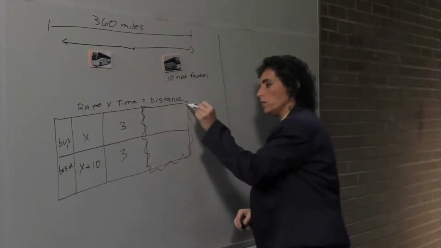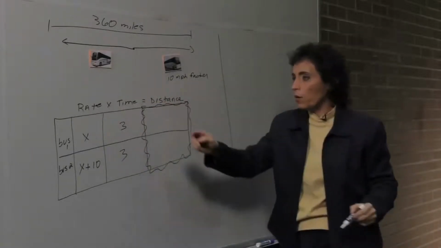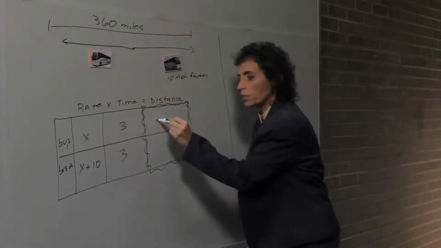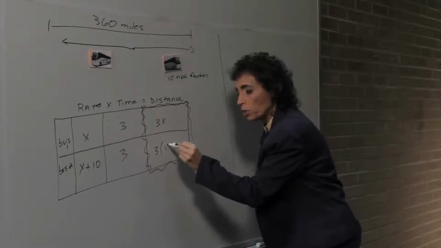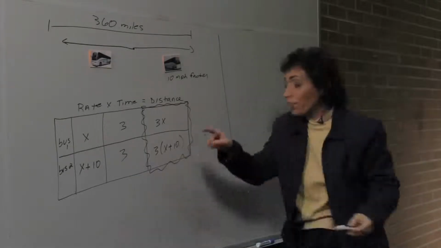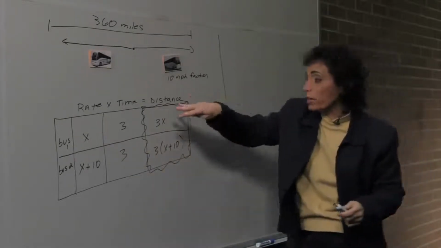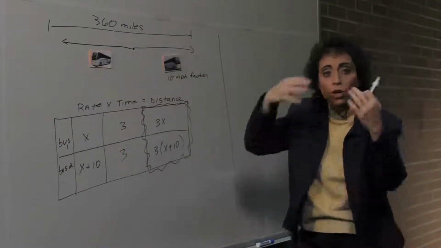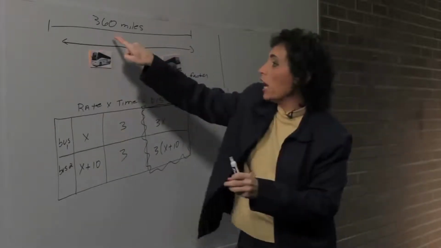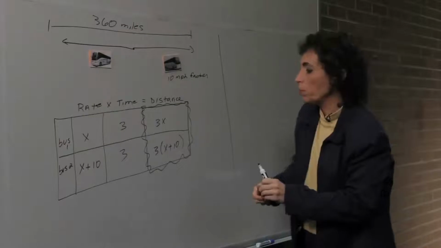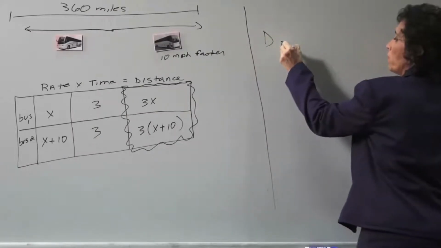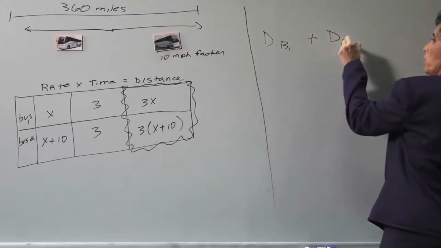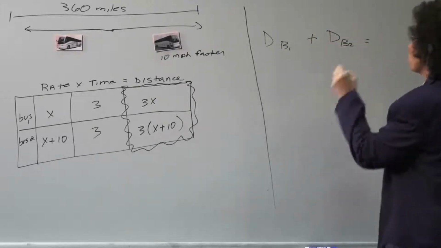How do I know I squiggle? Because there's one column left. Now I multiply rate times time: 3x, rate times time, 3 times the quantity x plus 10. Now this squiggle tells me that I need to write the equation in terms of distance. Well, I know together they went 360 miles. So again, the distance of one of the buses plus the distance of the other bus equals 360.